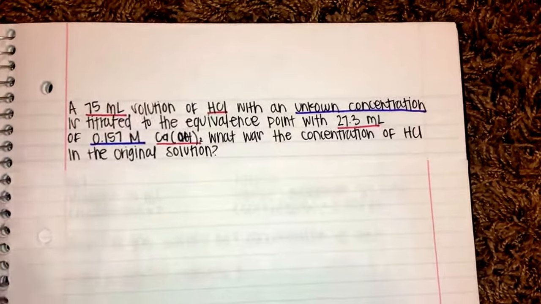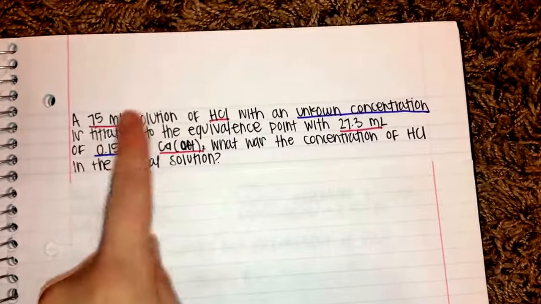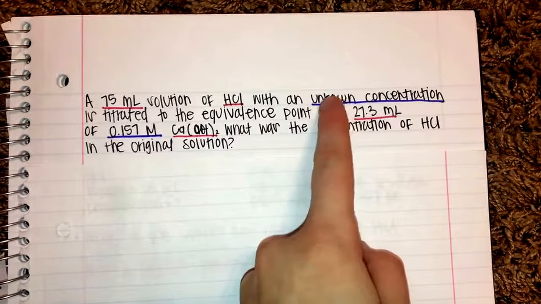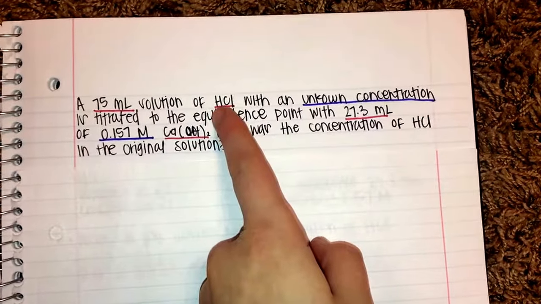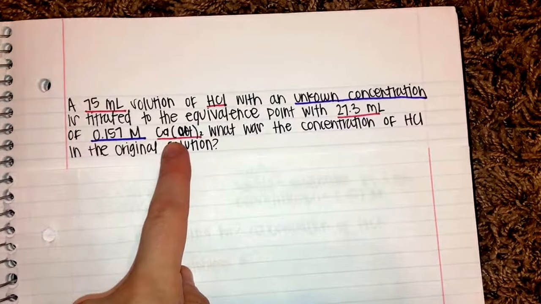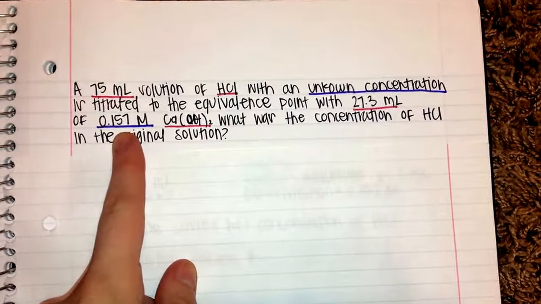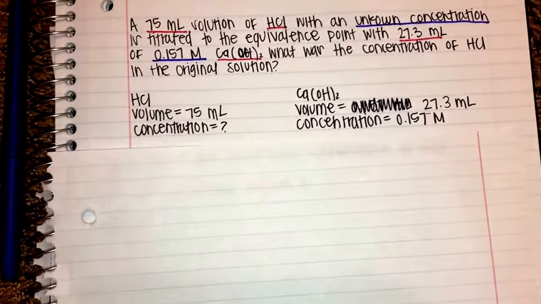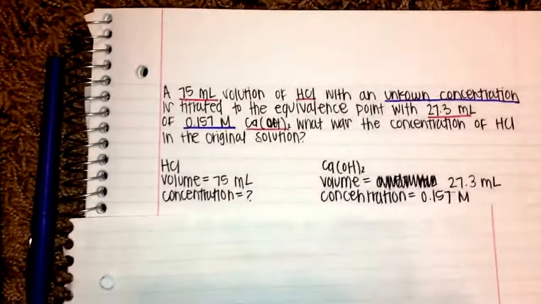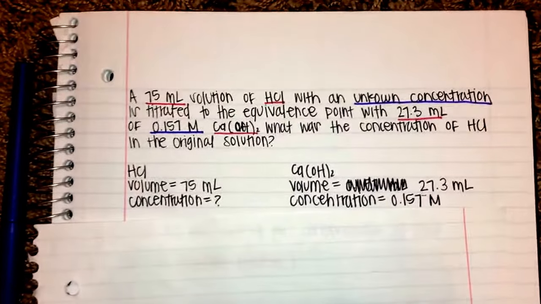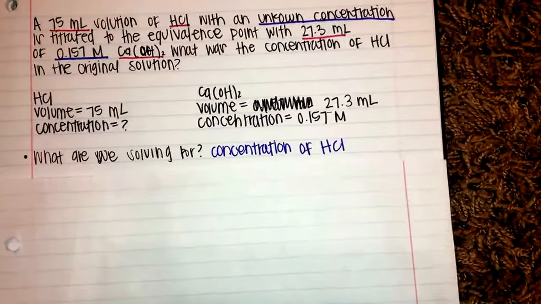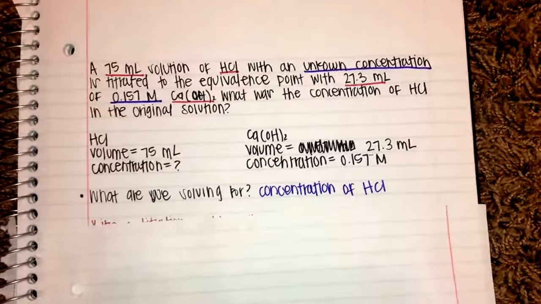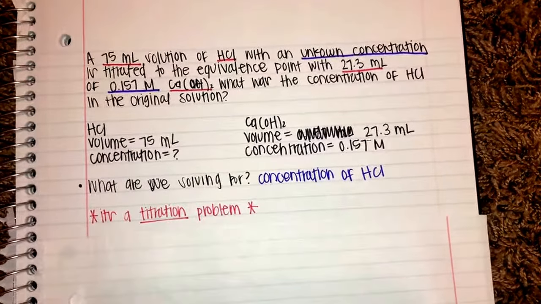As you can see, I underlined the volumes in red, 75 milliliters and 27.3 milliliters. The concentration of HCl is unknown, and the concentration of Ca(OH)2 is 0.157. I wrote that out again just to reference it more easily. So, what are we solving for? We're solving for the concentration of HCl. And another important thing to note is that this is a titration problem.